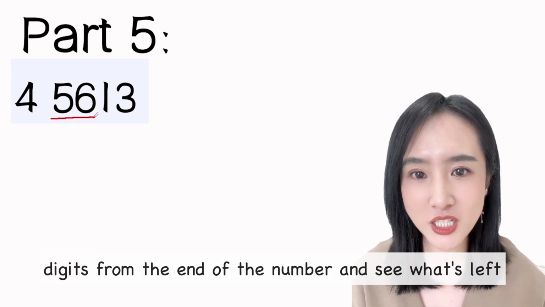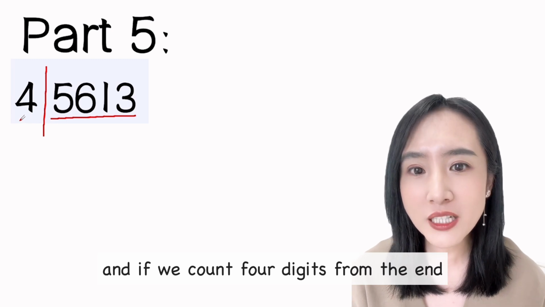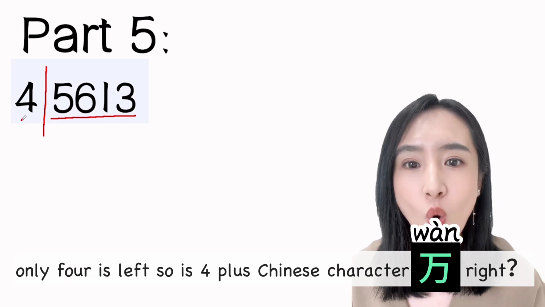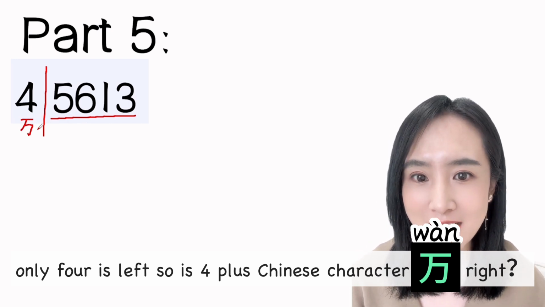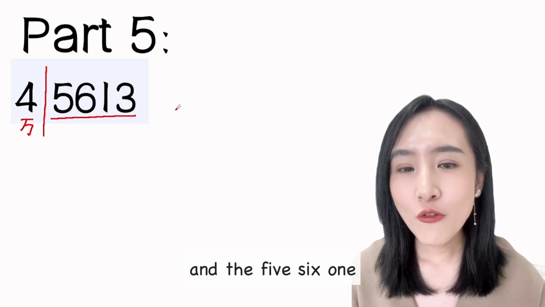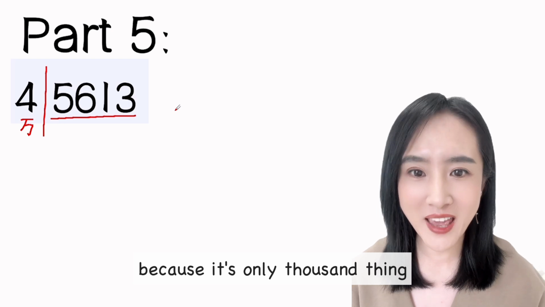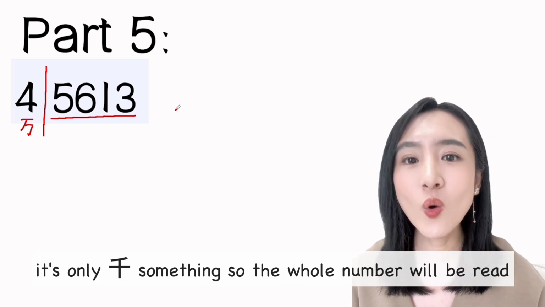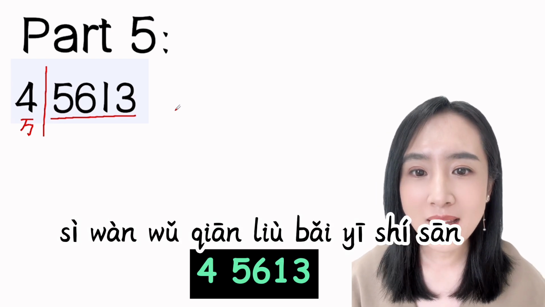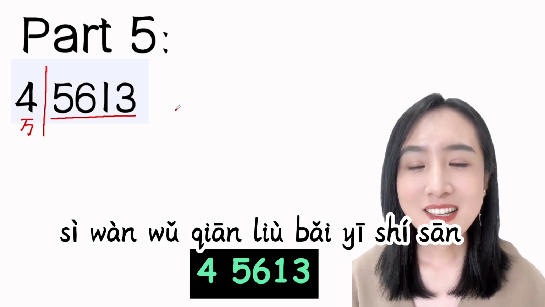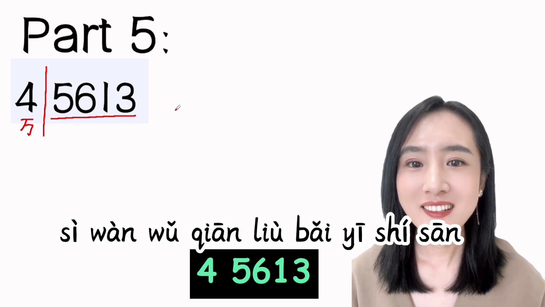We just count 4 digits from the end of the number and see what's left. And if we count 4 digits from the end, only 4 is left. So it's 4 plus the Chinese character 万, right? And the 5613 is easier for you because it's only a thousand-something. So the whole number will be read as 45613, right?